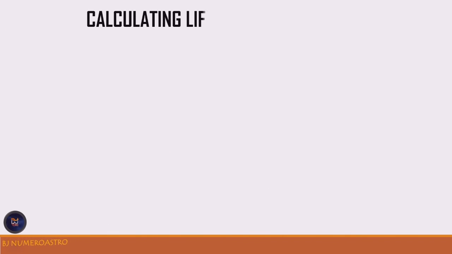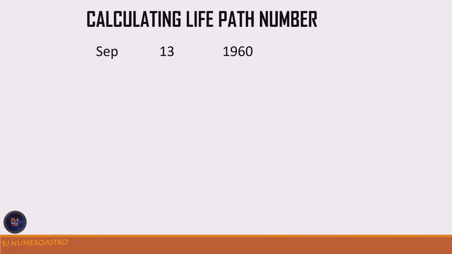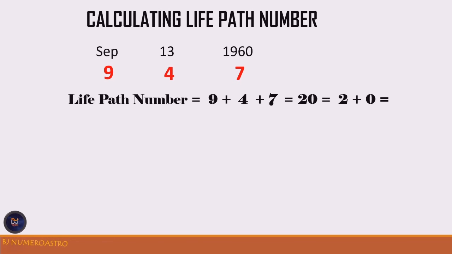Next one is the life number for the person born on September 13, 1960. So September is what? 9. 13 in numerology is 4, and 1960 is 7. So life number is just 9 plus 1 plus 7, and that's 20. So 20 will now be 2 plus 0, that's 2.